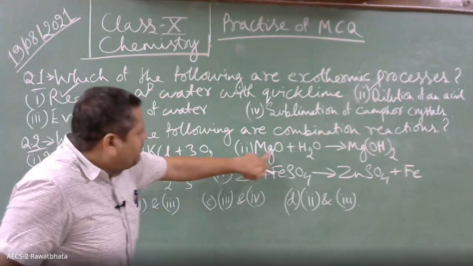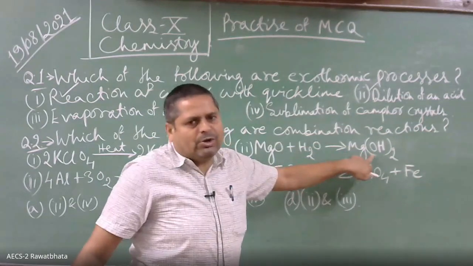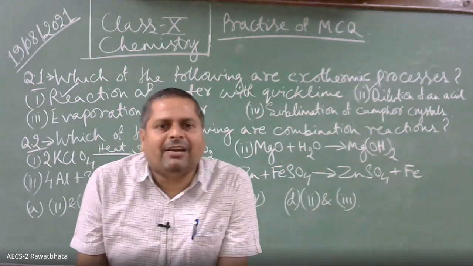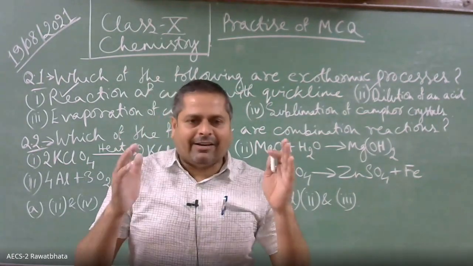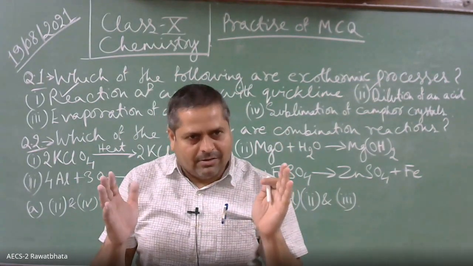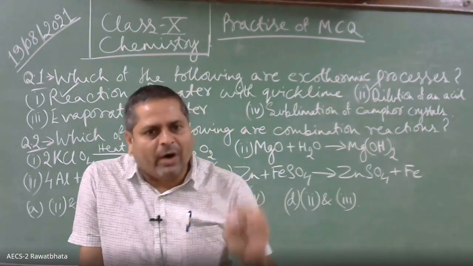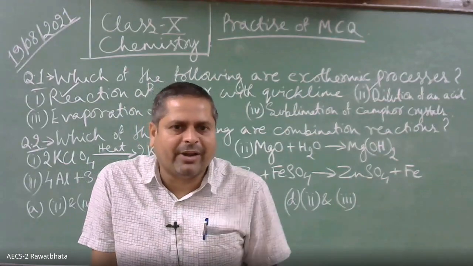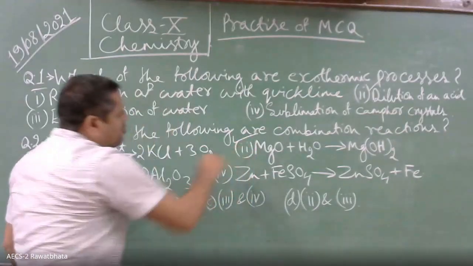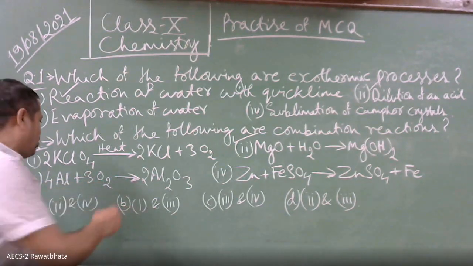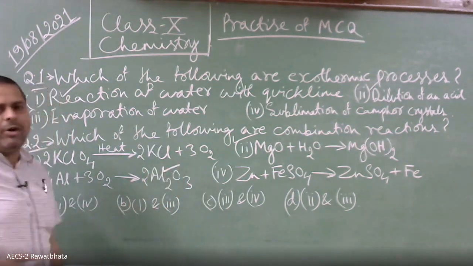Second, MgO plus H2O gives Mg(OH)2. We have to remember that in combination reactions, reactants are more than one, and products may be one or more than one. Are you getting my point? Yes, sir. So the second one is correct, a combination reaction. And the third one, aluminium reacting with oxygen to form aluminium oxide, is also a combination reaction. Very good.